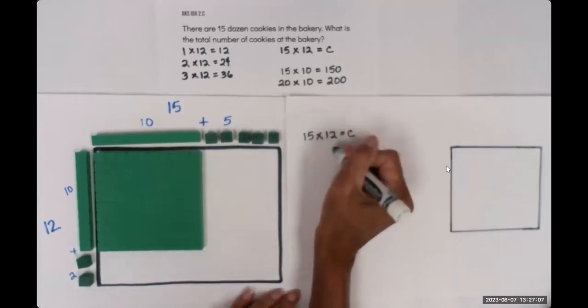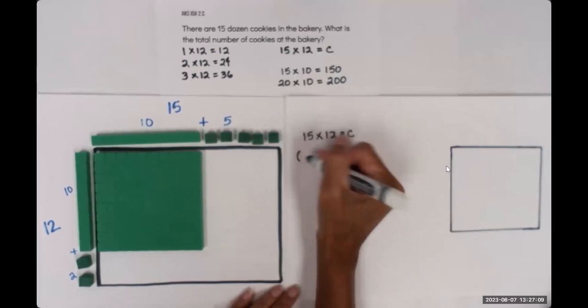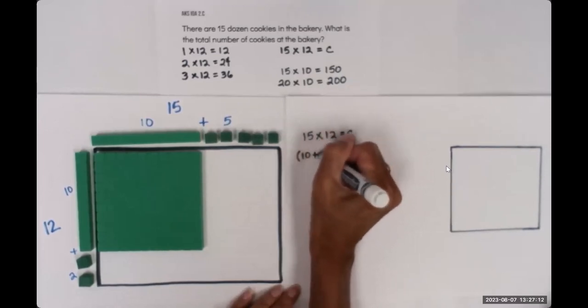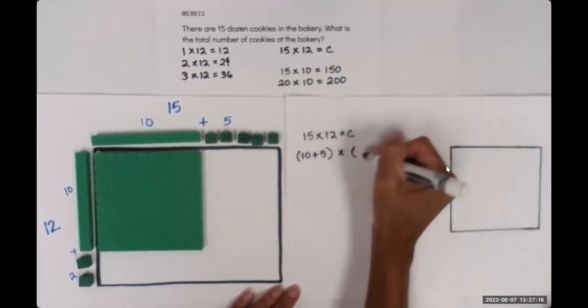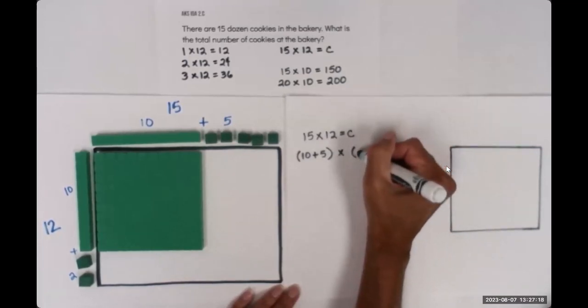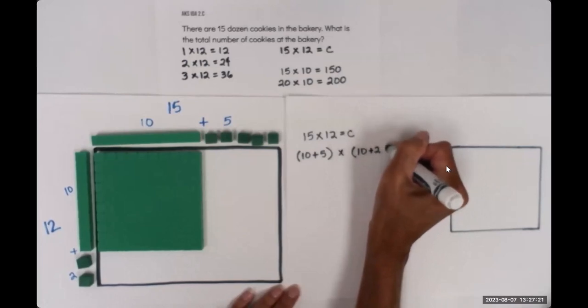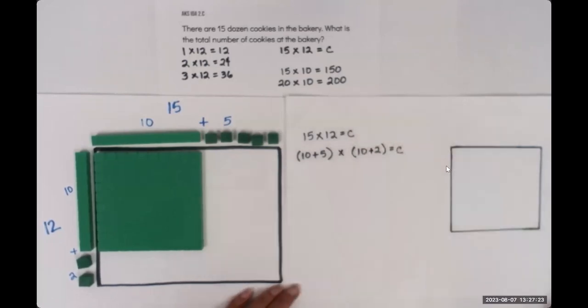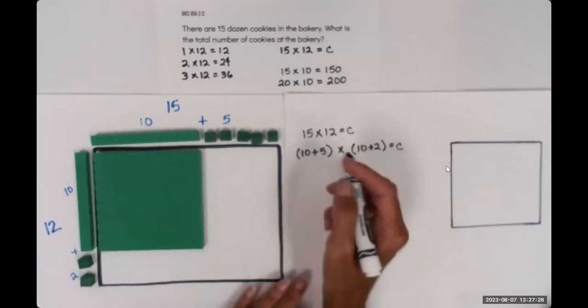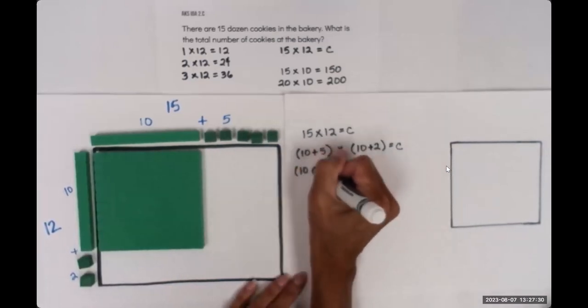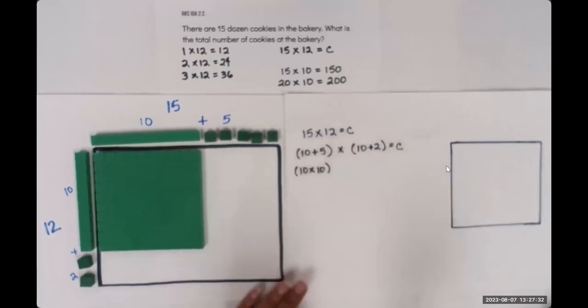First, just to recap, we decompose 15 as 10 and 5, and I'm multiplying that by 12, and I decompose 12 as 10 and 2. So what I'm seeing right now is a 10 by 10 area, 10 groups of 10. And that makes sense because I know that my answer, or total number of cookies, will be greater than 150.